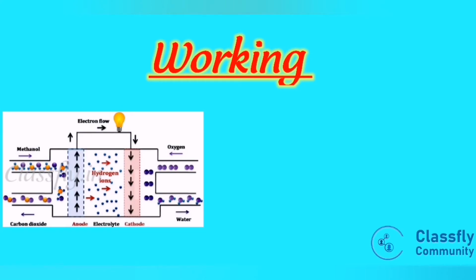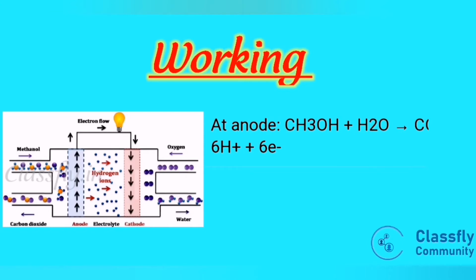The cell reaction at the anode is given as CH3OH, that is methanol, plus H2O gives CO2 plus 6H+ plus 6 electrons. That is, methanol diffuses through the anode and gets adsorbed on the anode for some time. Then it comes in contact with H2O, because H2O is present in the electrolyte solution of sulfuric acid. So this methanol reacts with H2O and undergoes oxidation to give you CO2, 6H+ and 6 electrons.